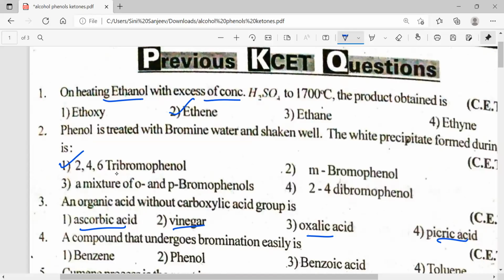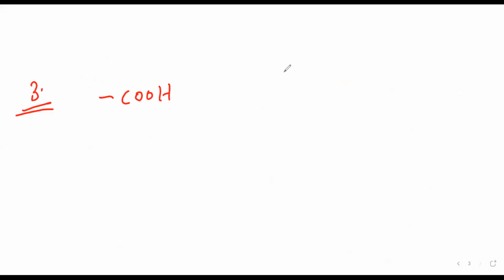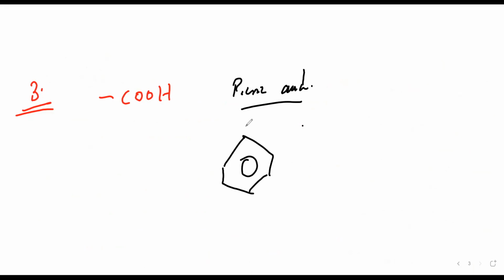We have to know the structure of these compounds. Knowing the structure, only picric acid, the fourth one, doesn't have a COOH group. All the other compounds, ascorbic acid, vinegar, and oxalic acid, have the COOH group. If I want to draw picric acid, it is basically one OH here, and then NO2 and NO2. Again, it is 2, 4, 6-trinitrophenol.